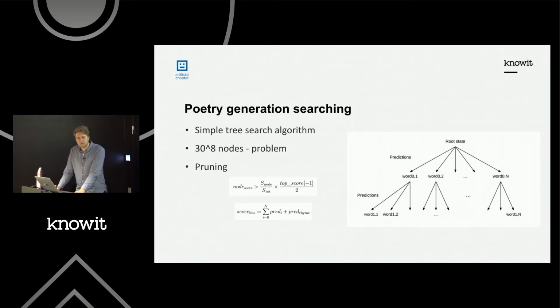However, there's a problem, because the tree is going to get very big, and you run out of memory, and it's going to take forever to search. So you have to use some pruning. Based on the score that I have for each sentence, if the score for some branch is not high enough, I just skip it.